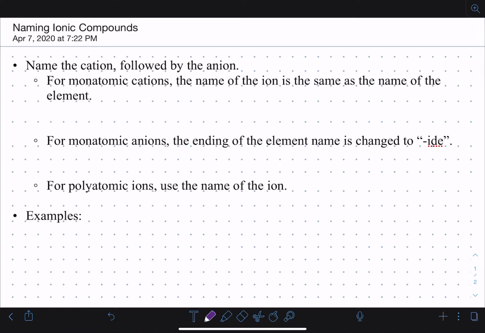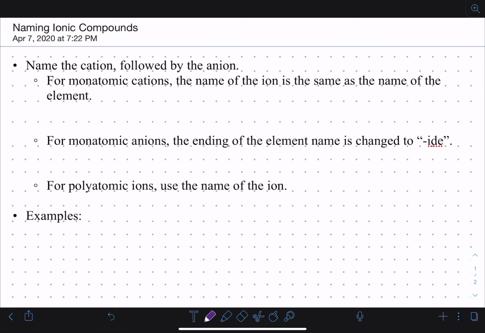Today we're going to talk about how we produce the names for ionic compounds. Everything in chemistry has a systematic method for coming up with a unique name for every compound. This system is devised by what's known as the International Union for Pure and Applied Chemistry, often referred to as IUPAC for short. And everything needs to follow these rules.